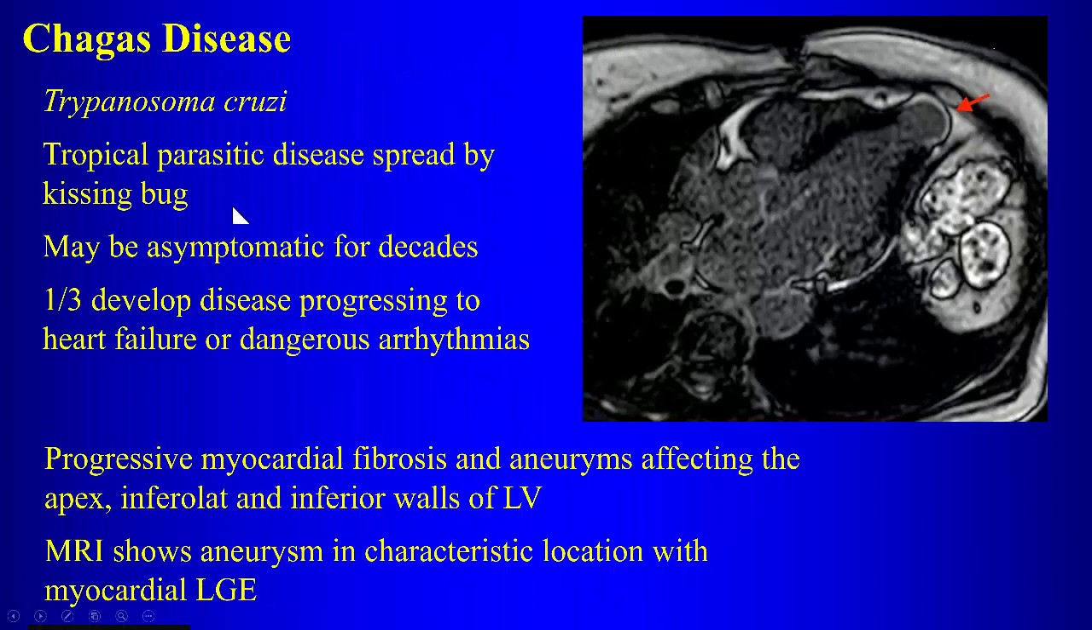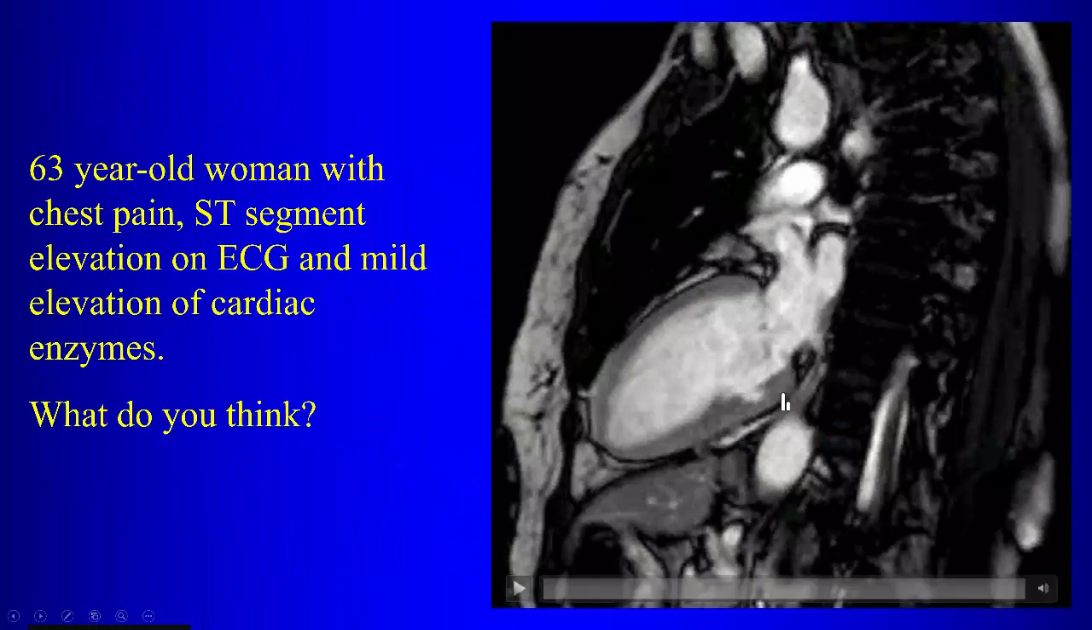So it's a parasite, may be asymptomatic. Some patients can develop arrhythmias or heart failure, progressive myocardial fibrosis and aneurysms affecting the apex, infralateral, and inferior walls of the left ventricle. So aneurysms of the left ventricle that are non-ischemic in etiology can be a result of Chagas disease, and MRI will show the aneurysm, and you might see abnormal enhancement where the aneurysm is. Okay, so we can see that with Chagas.